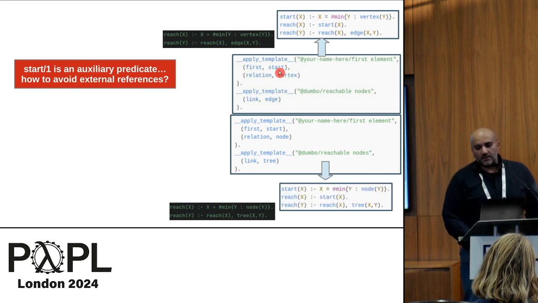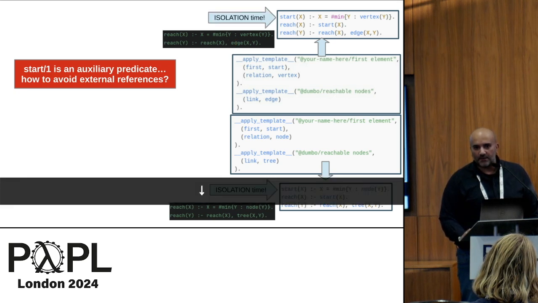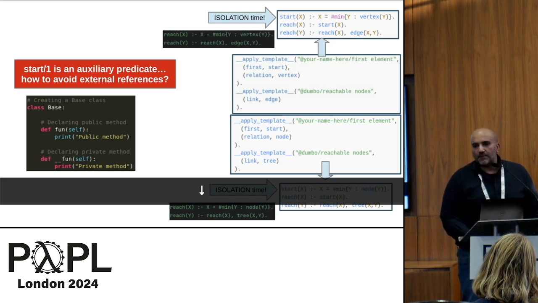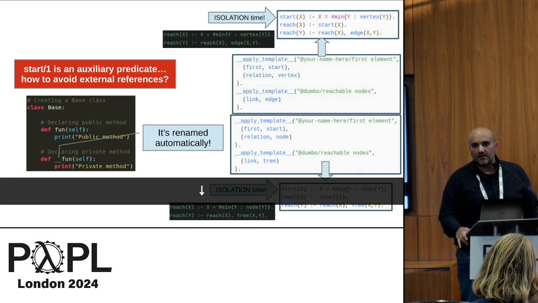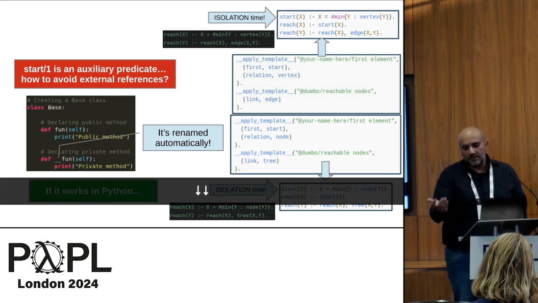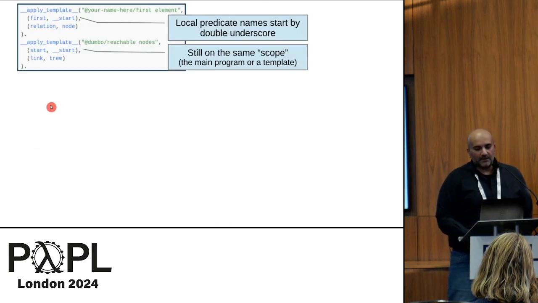Now actually, this start predicate is very likely an auxiliary symbol, so I don't see it in the original program. So maybe I want to avoid external references, so maybe it's time to isolate. How is isolation achieved in Python? If you start a method with __, it's going to be considered private, and it's actually going to be automatically rewritten. Now, if this works in Python, there is no reason why this should not work in ASP. So if you define in a template a symbol that starts with __, it's local to the template. If you refer to the same symbol inside the same scope, it's going to be the same symbol.